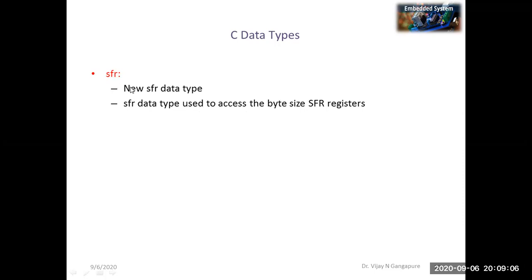And the last C data type is the new SFR data type, and this SFR data type is used to represent any SFR register. For example, port 1: if I don't want to represent port 1 by its standard name P1, then I can use this sfr data type, like sfr port1 is equal to the address of that port 1. For example, 0x90 is the address of port 1, so that will get assigned to port1.